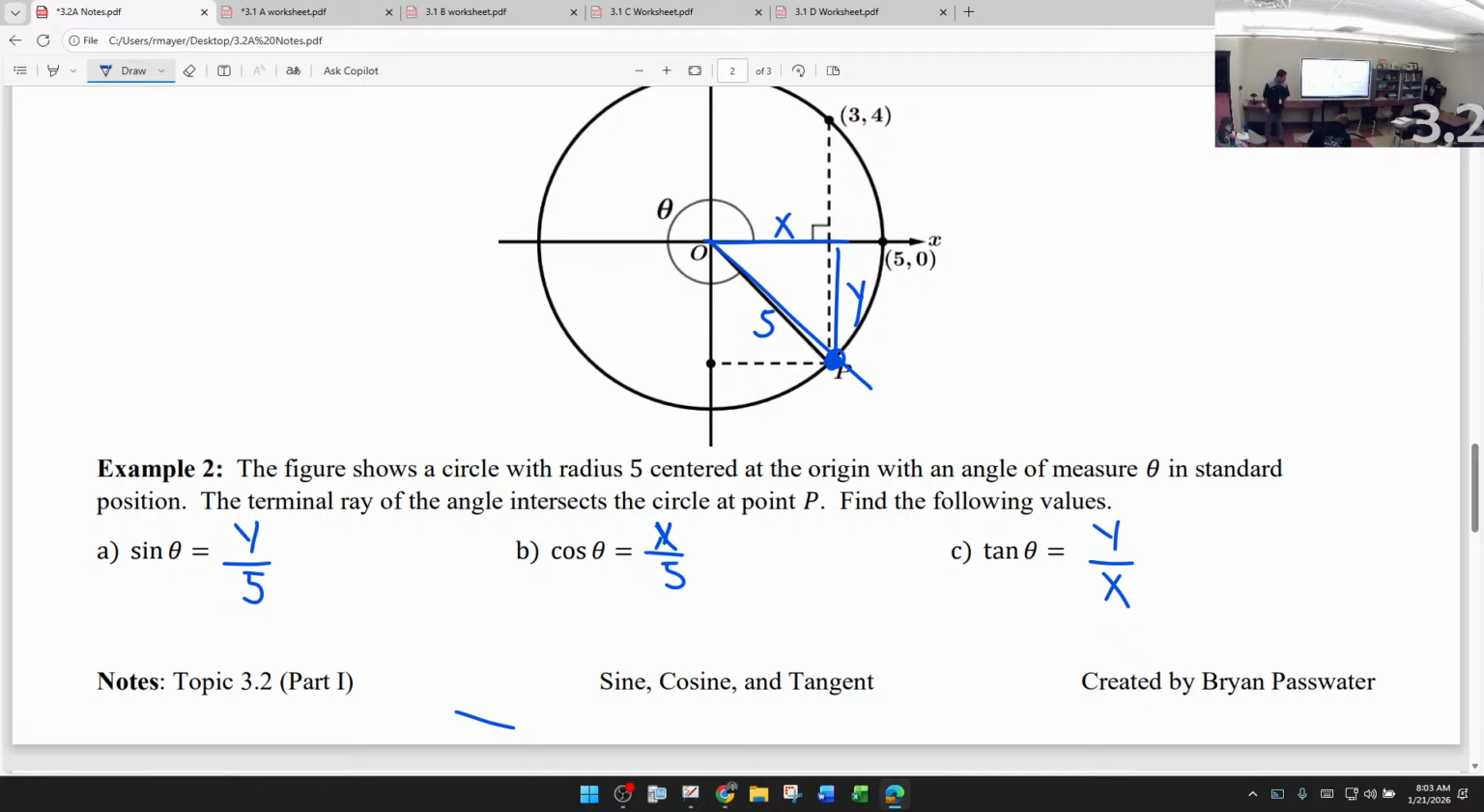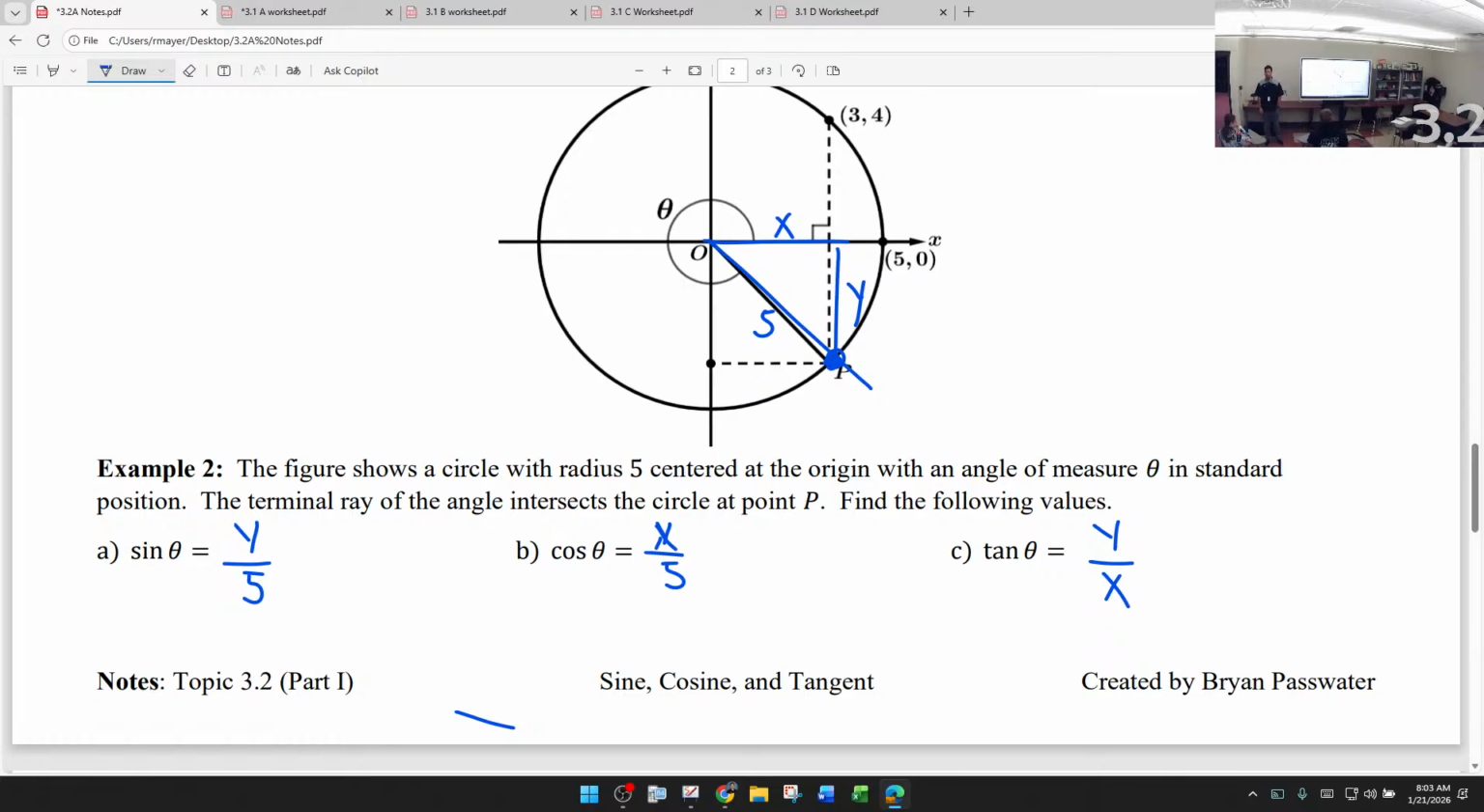A and B? I got B right. Hit me. Why did I get A and C wrong? I got A and C wrong. Hit me. What gives you X and Y values? Oh, it does give you X and Y values.